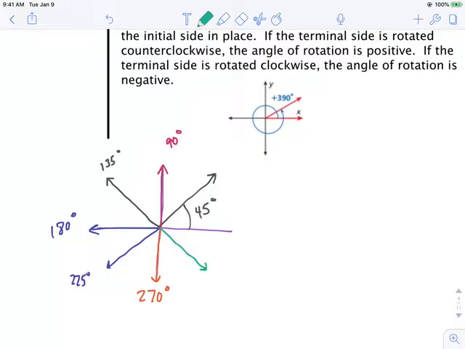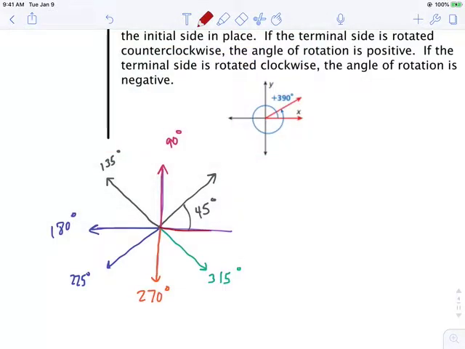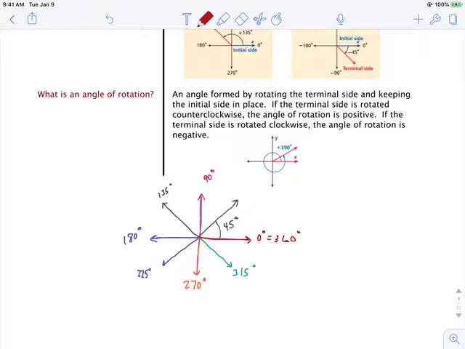Add 45 to that. 315. And then finally, same thing as 0 degrees is 360, right? Same thing as 0 degrees is 360 degrees. Okay, so those will help you when we do these angles of rotation in a second. Got those down?